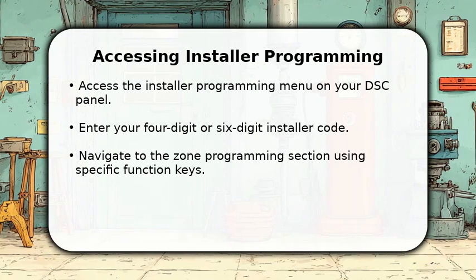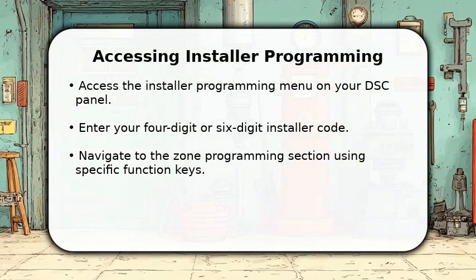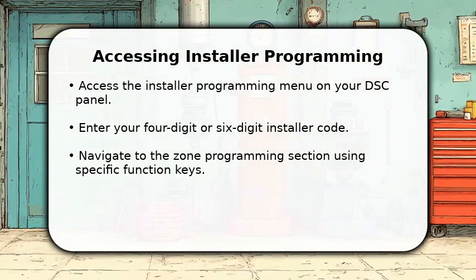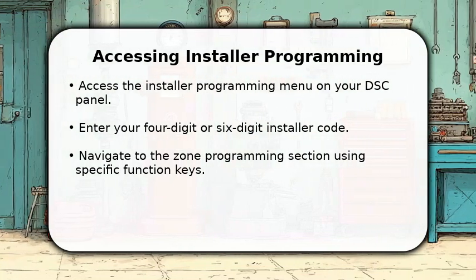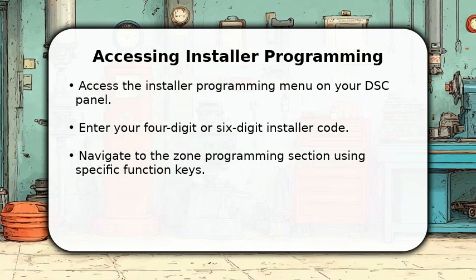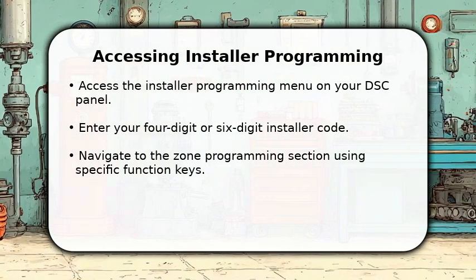In this video, I will explain how to delete a zone on a DSC panel. To begin, you'll need to access the Installer Programming menu. This is typically done by entering your 4-digit or 6-digit installer code, followed by the asterisk key.